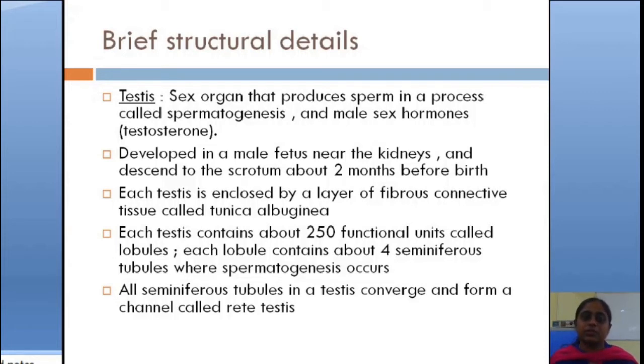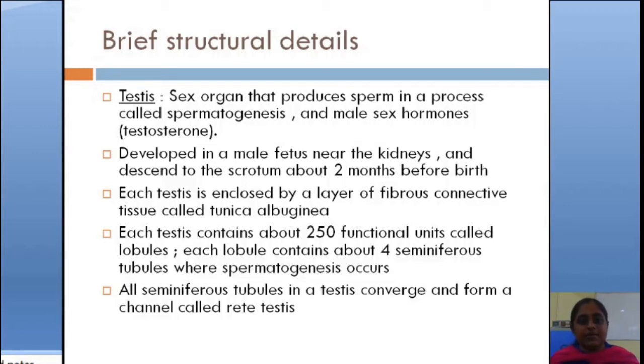Firstly, we shall study the testis. Testis is a sex organ that produces sperm in a process called spermatogenesis. What is spermatogenesis? What processes take place during spermatogenesis, and what are its end products? We'll be dealing with it later. The testis is also responsible for the production of the male sex hormone called testosterone.